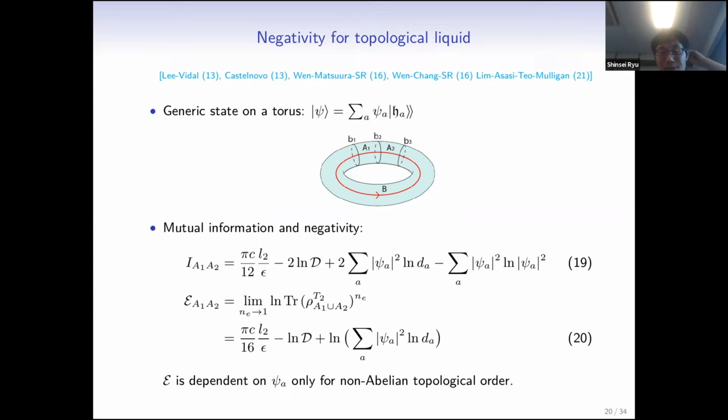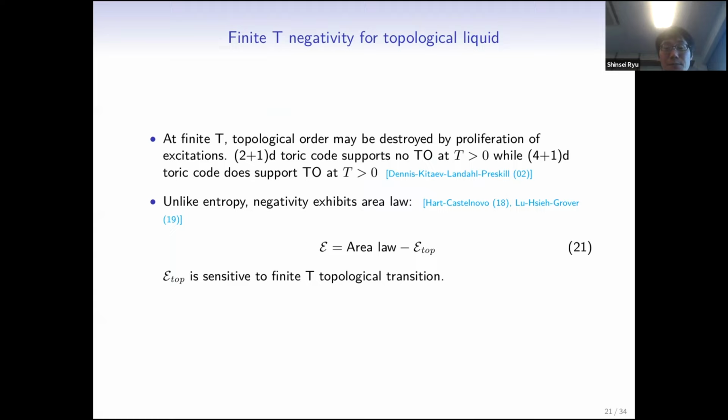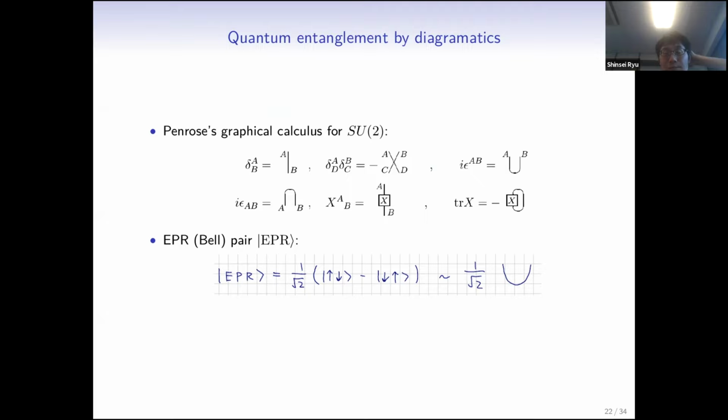Other questions? Okay, so let me move on to a slightly different topic. And I want to now define negativity, and in particular the partial transpose, for systems consisting of many anyons.